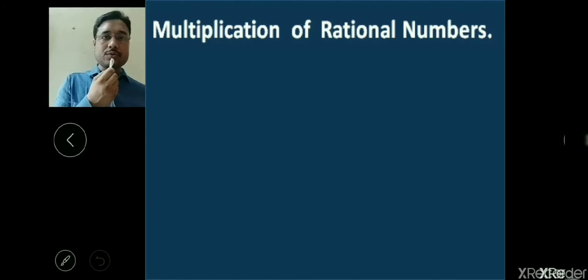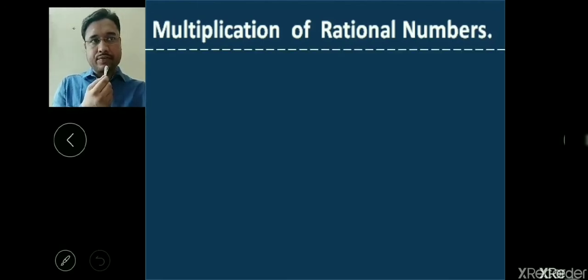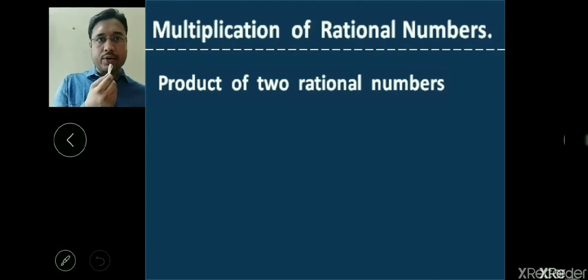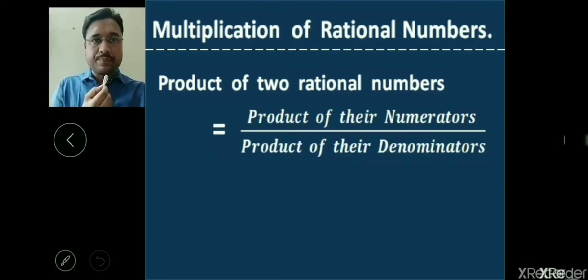Now what is the topic? You can see that it is given, multiplication of rational numbers. So how can we define it? We can define it as: the product of two rational numbers. Product is the result of multiplication, that we know. So the product of two rational numbers is the product of their numerators by the product of their denominators.